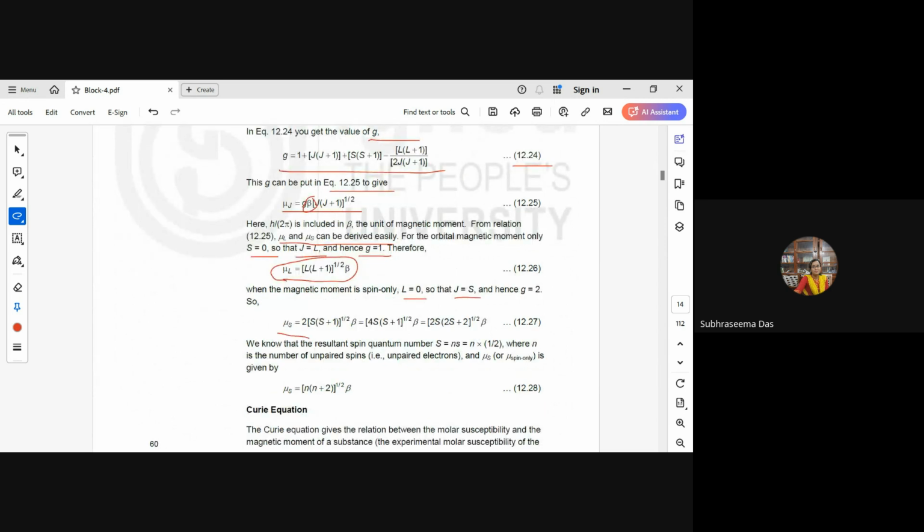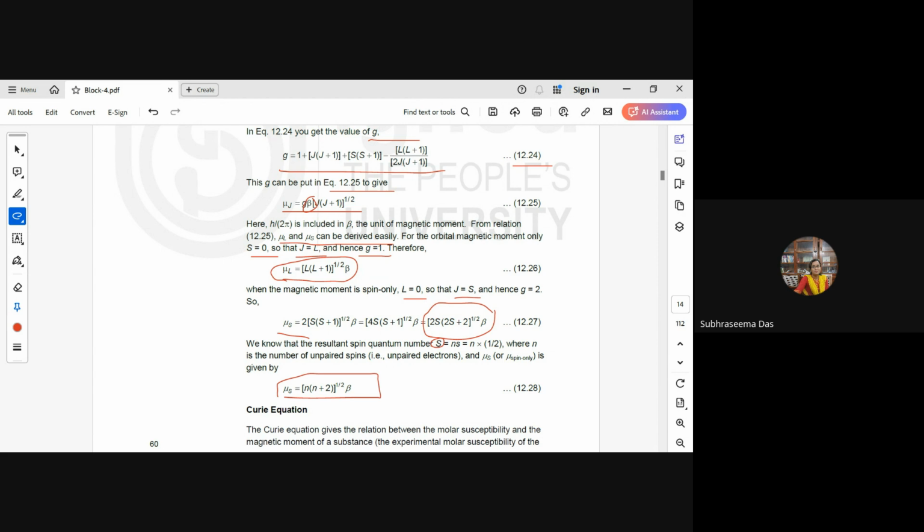Therefore the final expression for mu S, that is the magnetic moment due to spin only, is given by the formula (4S(S+1))^(1/2) into beta. Now, when we have a resultant spin quantum number S, it is given as the number of electrons into half, where half represents the spin. So for spin only, it is further simplified and written as mu S is equal to (n(n+2))^(1/2) into beta.